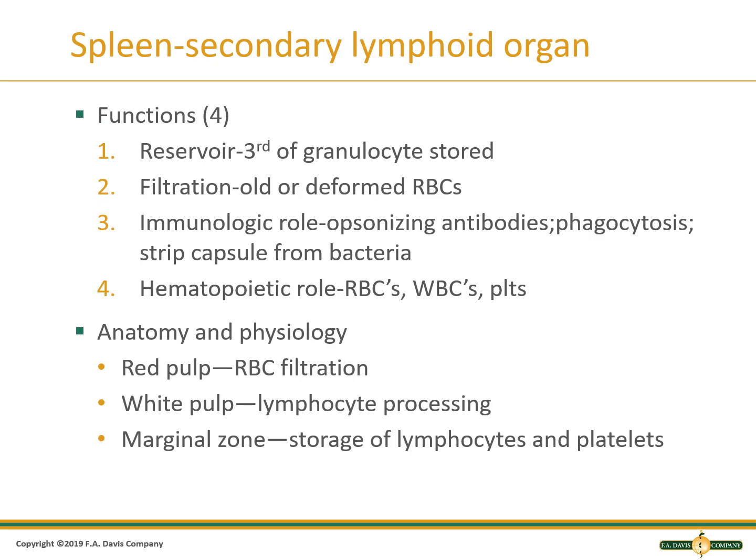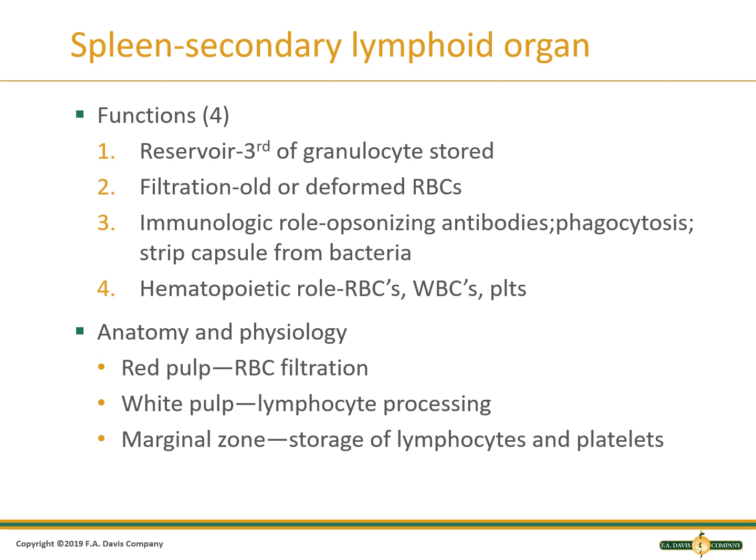The spleen has 4 major functions. The first one being it is a reservoir, meaning it holds or stores 1/3 of the granulocytes, which are your white blood cells. It works to filtrate the blood and get rid of old or deformed red blood cells. Old meaning once they reach that 120-day lifespan, or any type of inclusions that may be in the red blood cells, such as Howell-Jolly bodies, and those can be recirculated.